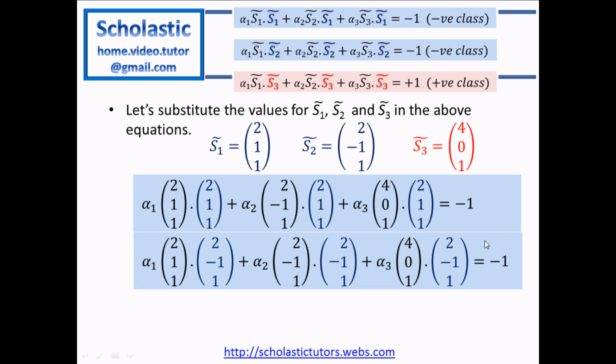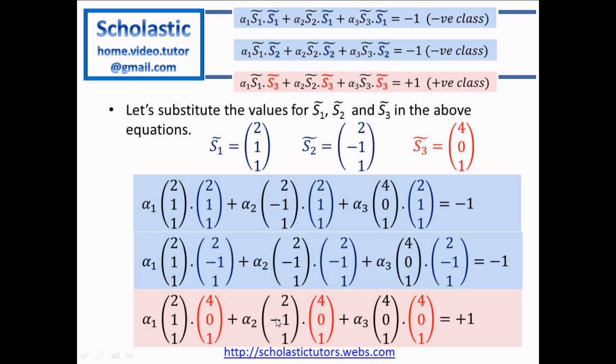Similarly, the other vector S2 belongs to the negative class. We get the equation by substituting in this equation. This is S2 with S2, S2 (2, -1, 1), S1 (2, 1, 1), S2 (2, -1, 1), S3 (4, 0, 1). Okay, same procedure for the next support vector, which is equal to +1, and this is S3 tilde. Now we have 3 simultaneous equations with alpha 1, alpha 2, alpha 3 unknown.